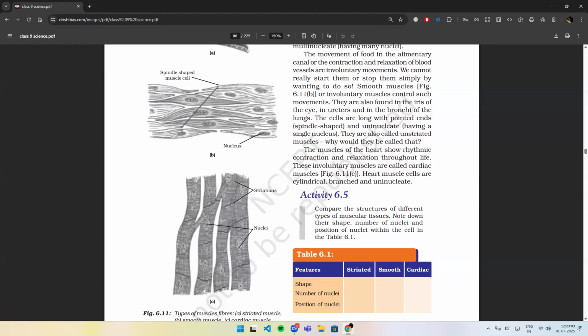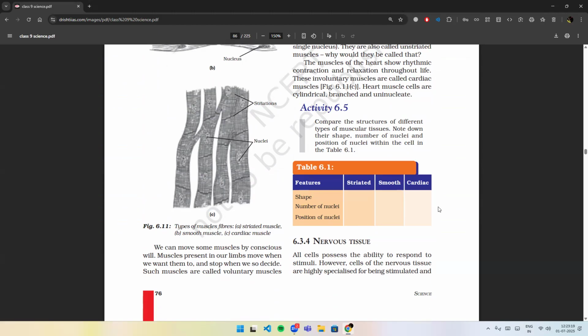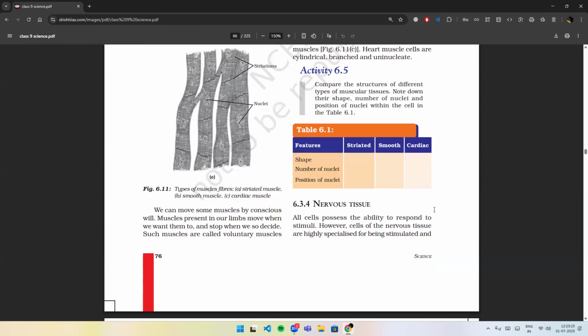The muscles of the heart show rhythmic contraction and relaxation throughout life. These involuntary muscles are called cardiac muscles. Heart muscle cells are cylindrical, branched, and uninucleate. Activity 6.5. Compare the structures of different types of muscular tissues. Note down their shape, number of nuclei, and position of nuclei within the cell in table 6.1.